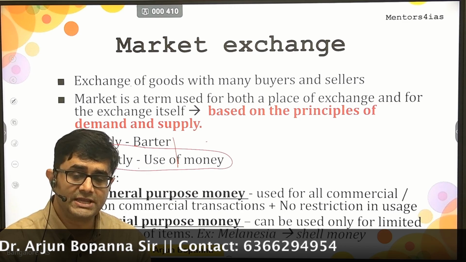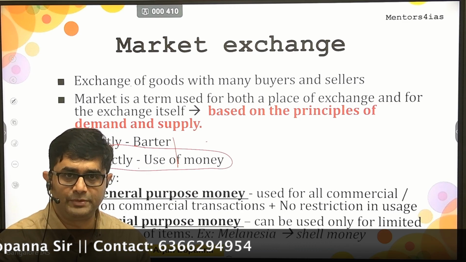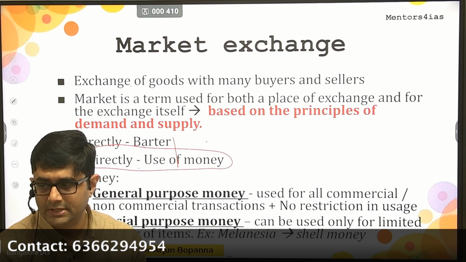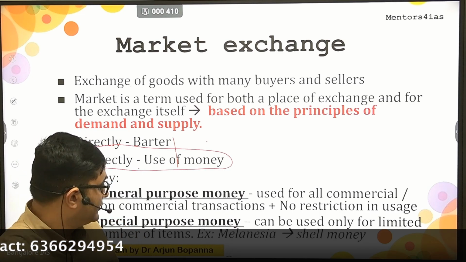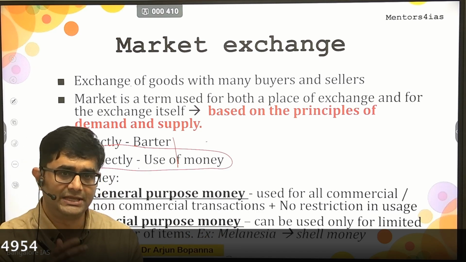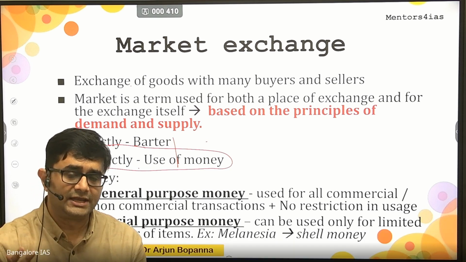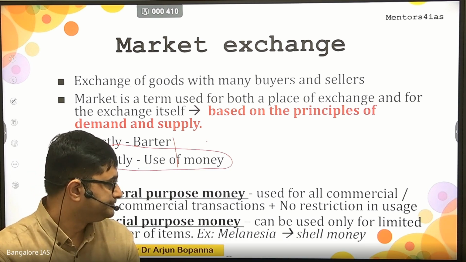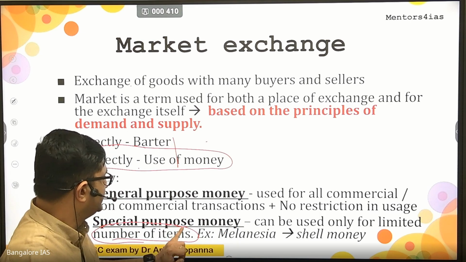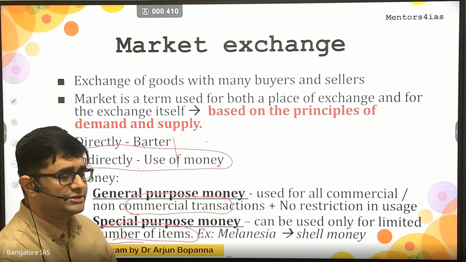But then we have also seen in many societies that there is special purpose money, where this money can be used only for a particular purpose. See, for example, in the Melanesian tribe, there is something called shell money. The shell money is used only for certain sacred activities. It cannot be used for every purpose. So special purpose money can be used only for a limited number of items. Whereas general purpose money can be used for any commercial transaction, no restriction in use.